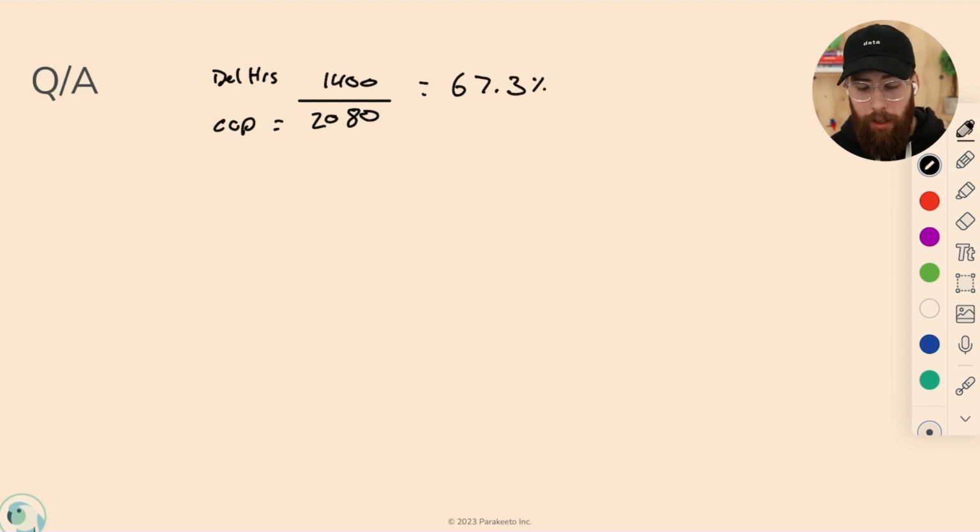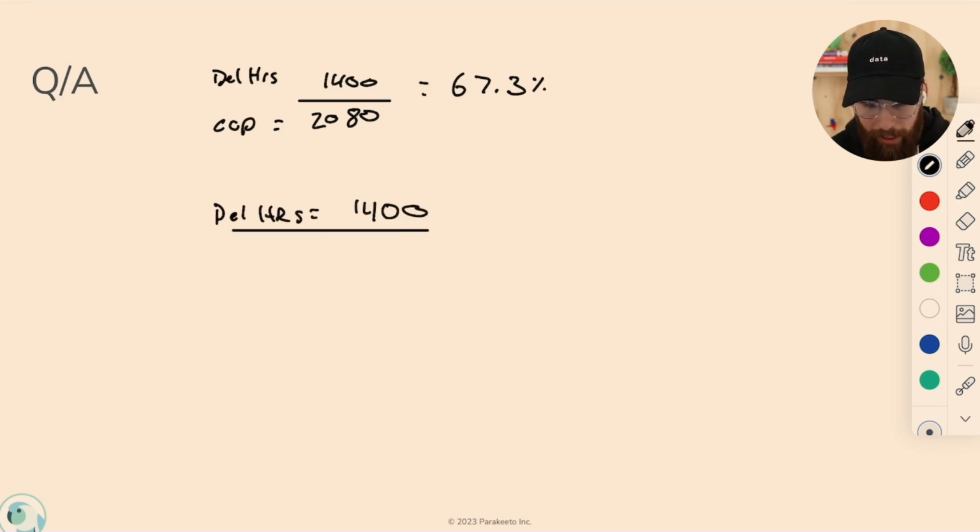Now let's imagine that instead of calculating their capacity as 2,080 hours, we have the same number of delivery hours, but we're going to subtract out, let's call it 4 weeks of time off and holidays and sick days and those kinds of things. So 4 by 40 is 160. We're going to subtract that. So that gives us 1,920 hours of capacity instead. All right, so we're adjusting their capacity down to 1,920. So now if we take that 1,400 and we divide it by 1,920, now their utilization looks like it's 72.9%.